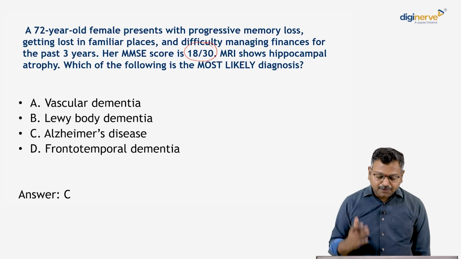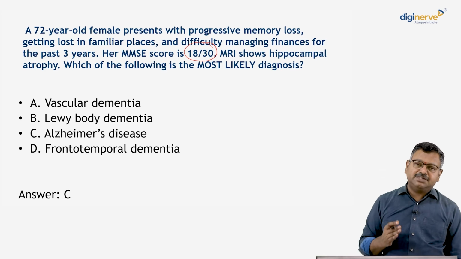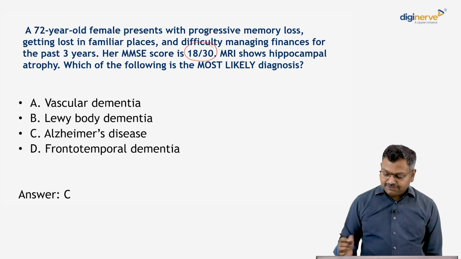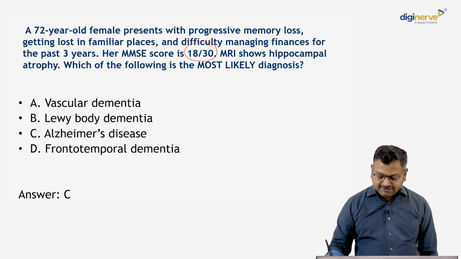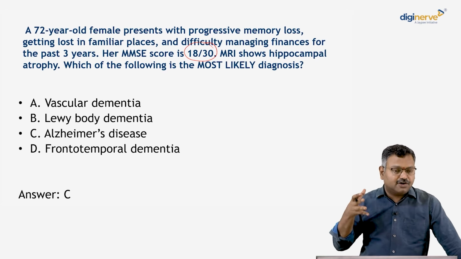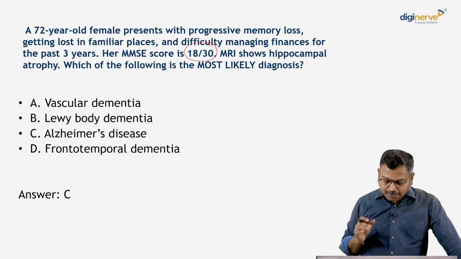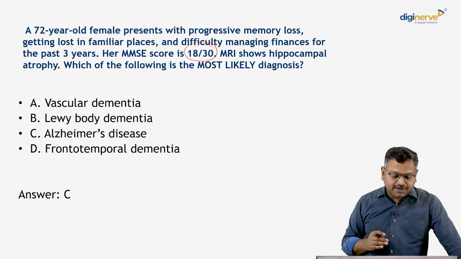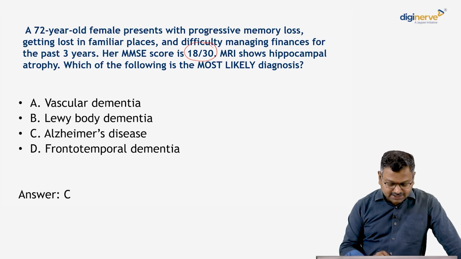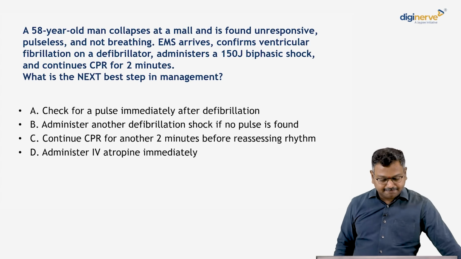Progressive deficits, hippocampal atrophy. Vascular dementia will have a stepwise appearance and strokes in the past. Frontotemporal dementia will have classical disinhibition, language defects, and frontal atrophy, and the hippocampus is not involved. Lewy body will have classical visual hallucinations. So the answer here is Alzheimer's disease.